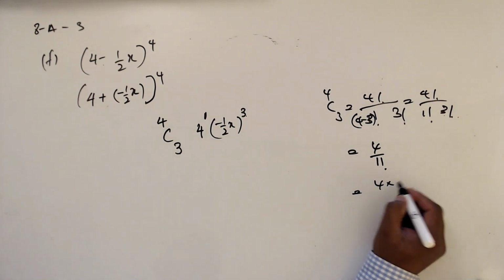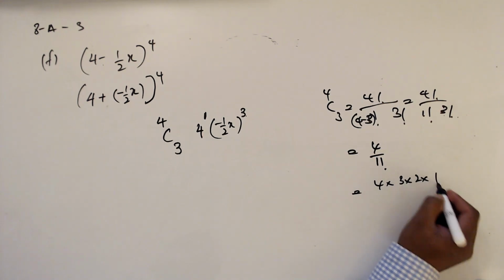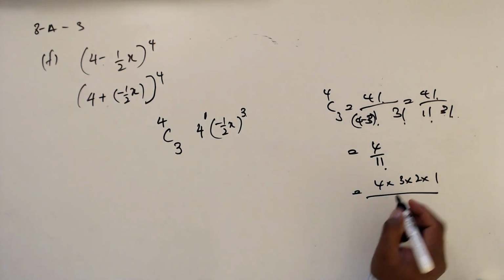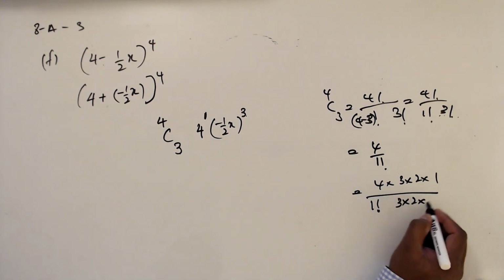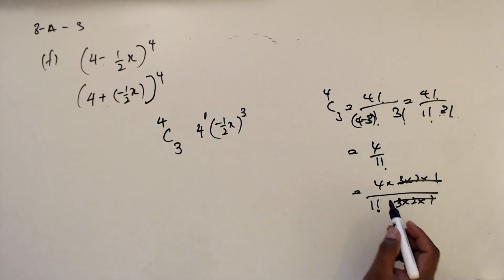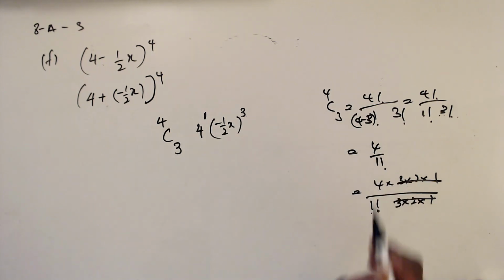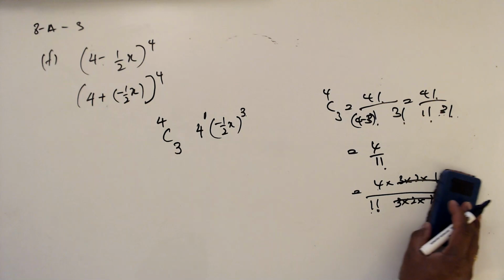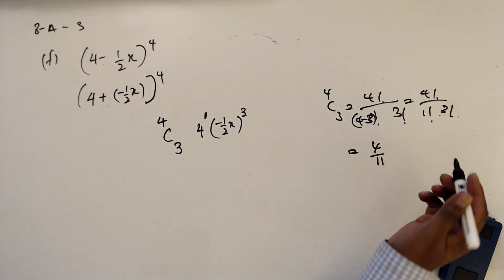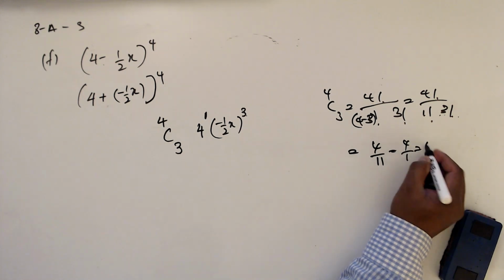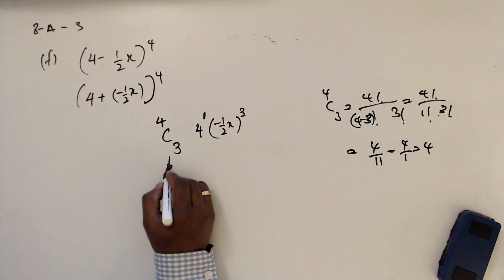Factorial 4 is 4 times 3 times 2 times 1, divided by factorial 1 as it is. Factorial 3 means 3 times 2 times 1. This is cancelled out. What is the remainder? 4 over factorial 1. If you can write it straight away, it is nice. If not, you can simplify like that. So factorial 1 is 1. 4 over 1 is 4. So this value is 4.